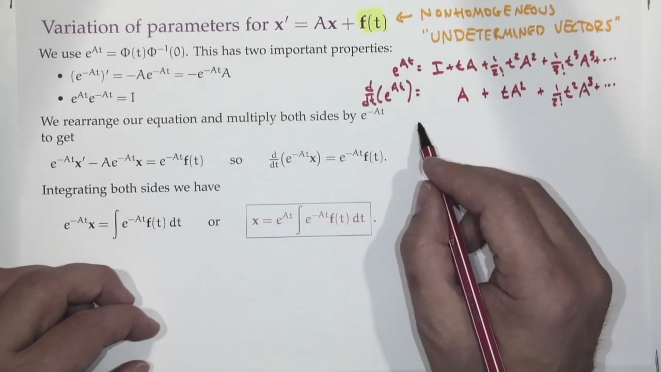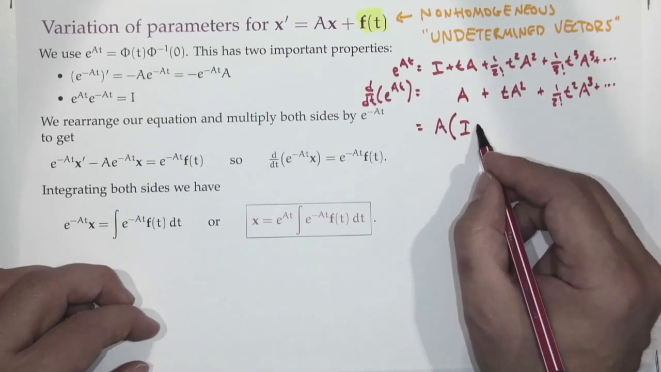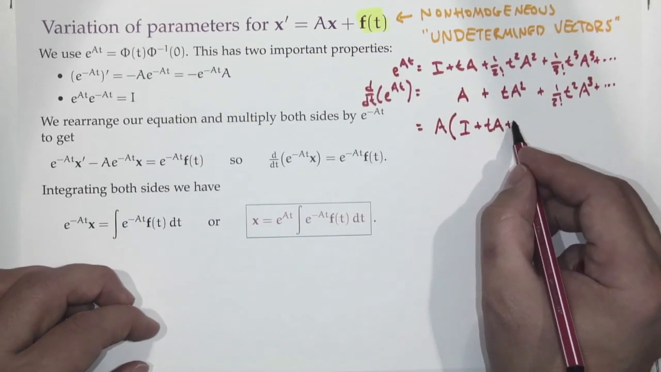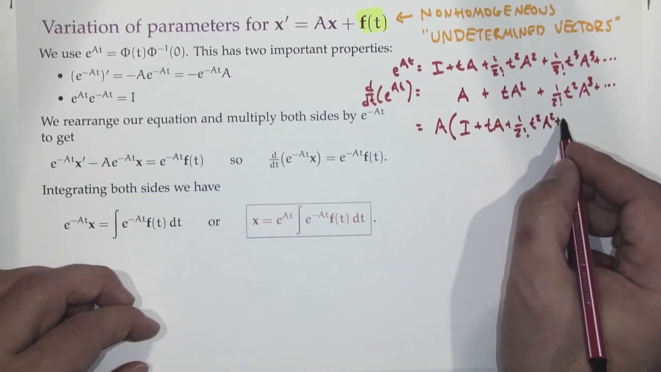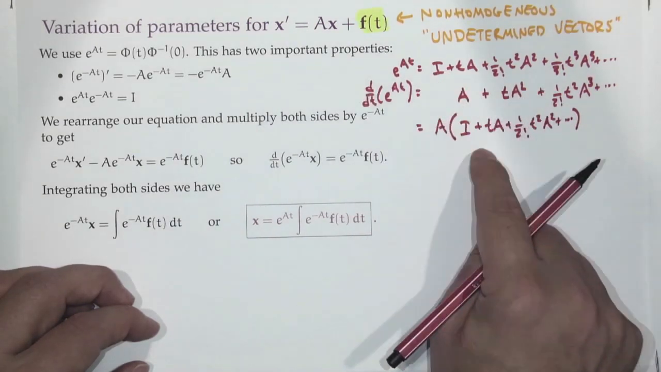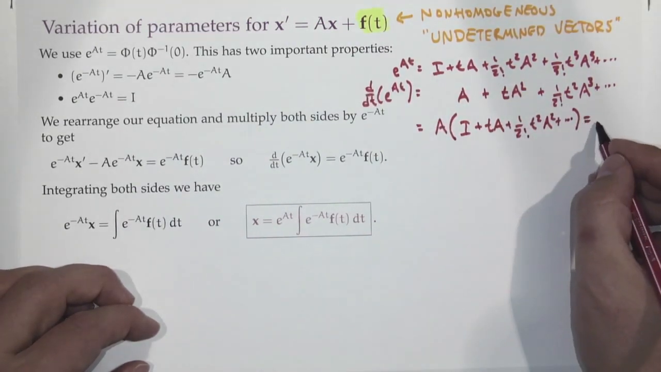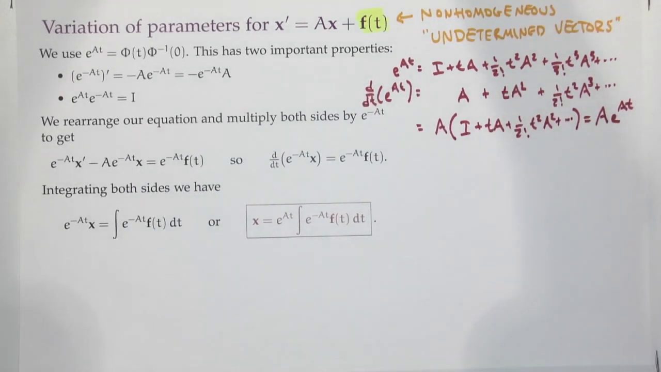We say, look, each one of these has an A. So you pull it out in front: I plus tA plus 1 over 2 factorial t squared A squared. What's that? That's what we started with, the e to the At. So we actually do get A times e to the At. That's pretty cool. And you can get a couple of things out of that.